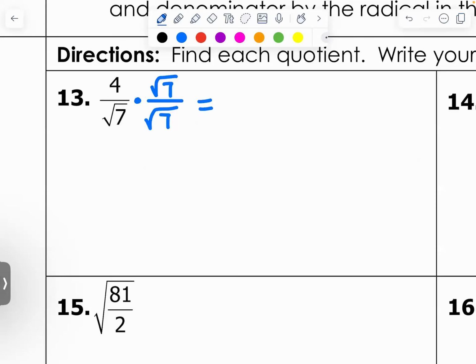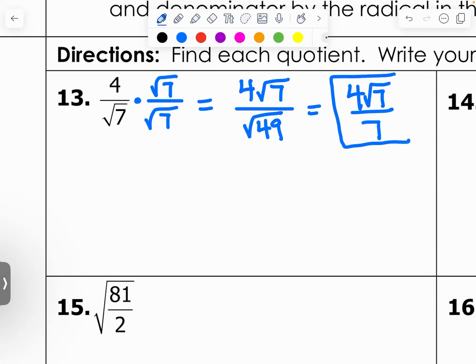So what's 4 times square root of 7? 4 times the square root of 7. Kyron, the 4 is not under the radical, so we can't multiply it to the 7 that's under the radical. Okay. Now, in the denominator, what's the square root of 7 times the square root of 7? Square root of 49, which is 7. So we have 4 square root 7 over 7.